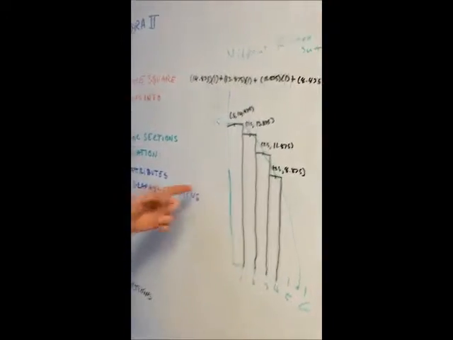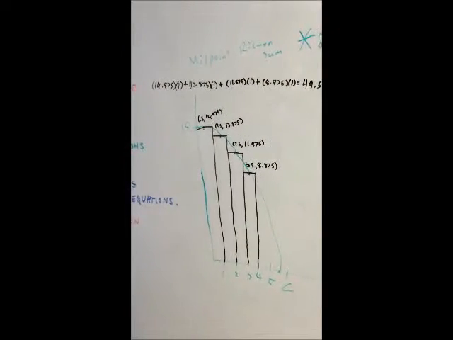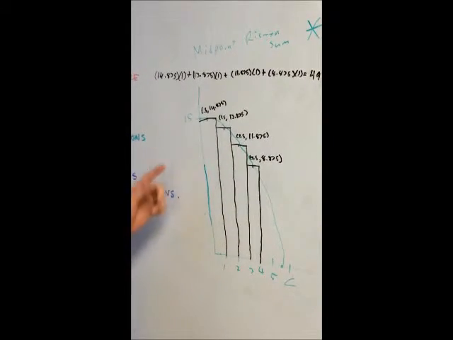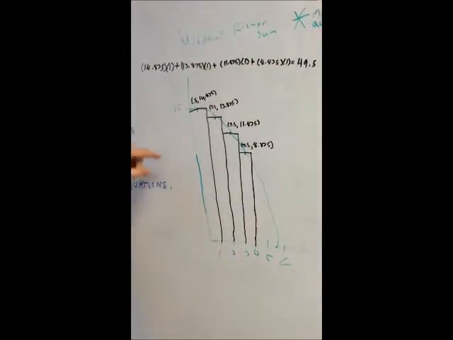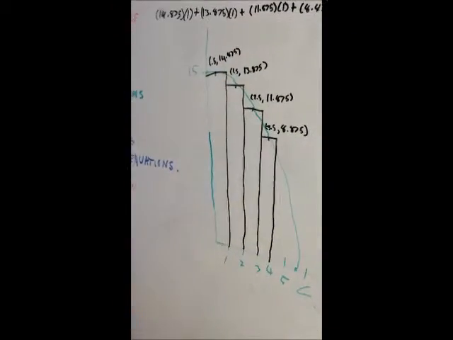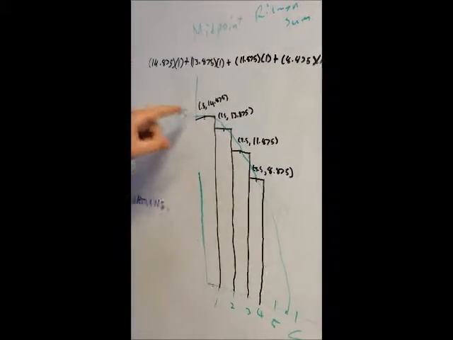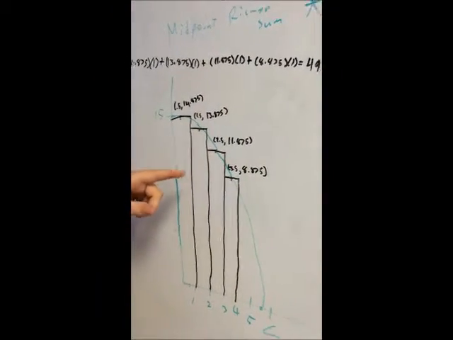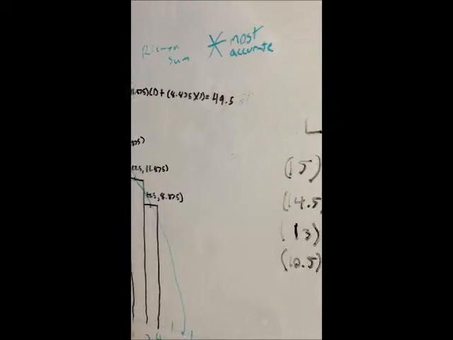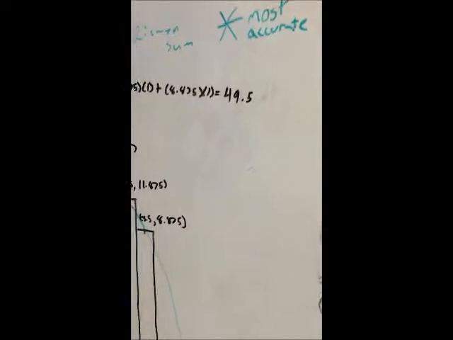So for the midpoint, it's basically just taking the area of a rectangle, length times width, so 14.875 times 1 because the base is just 1. And the base is 1 for all of them, so you're just taking the height: 13.875, 11.875, and 8.875. You add it all up, and it becomes 49.5.